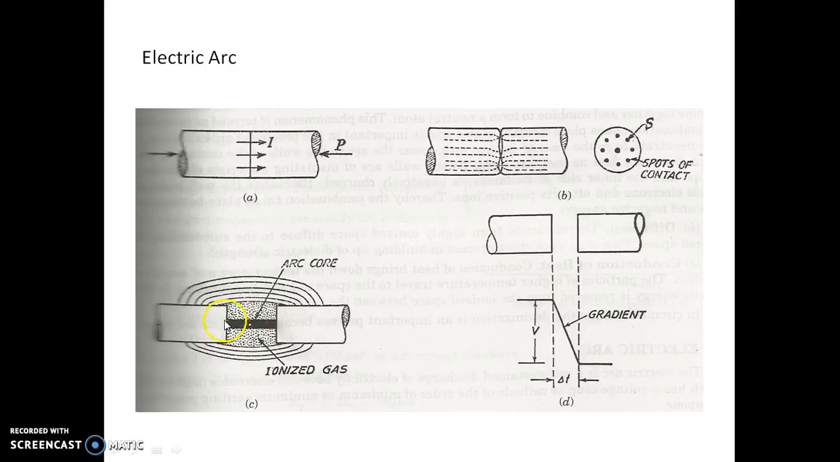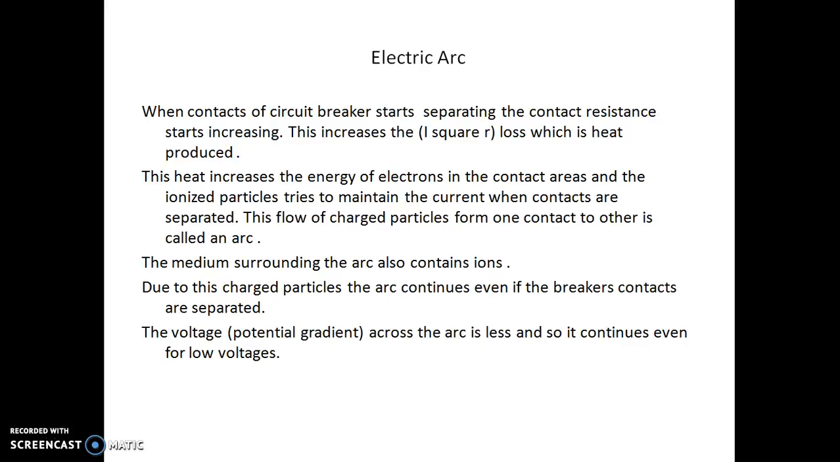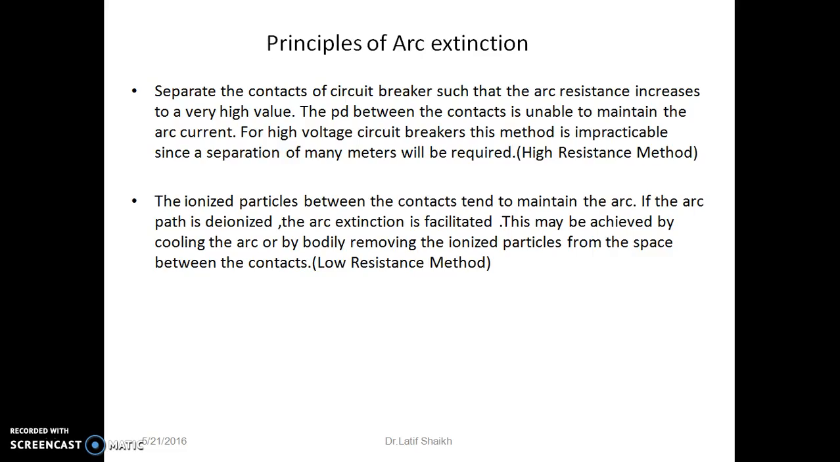So that means the dielectric that is existing between these two is broken, and it appears to be a continuous path of current. So though the contacts are physically separated from each other like this, they are electrically in contact with each other. So an arc results because of this. The arc even continues when the breaker contacts are separated. The potential gradient is less, so it continues even for low voltages also.